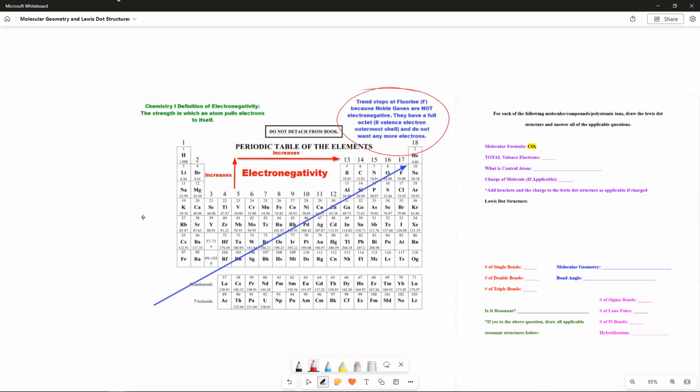And in the blue here, it says the trend stops at fluorine because noble gases are not electronegative. The reason why noble gases aren't electronegative is because they have a full octet, meaning that they have 8 valence electrons in their outermost shell, and therefore they do not want any more electrons because they're all happy and satisfied. So valence electrons are in this group here, the noble gas group. All of these have a valence electron count of 8, and they are all happy. So the trend stops at fluorine. So fluorine is the most electronegative element.